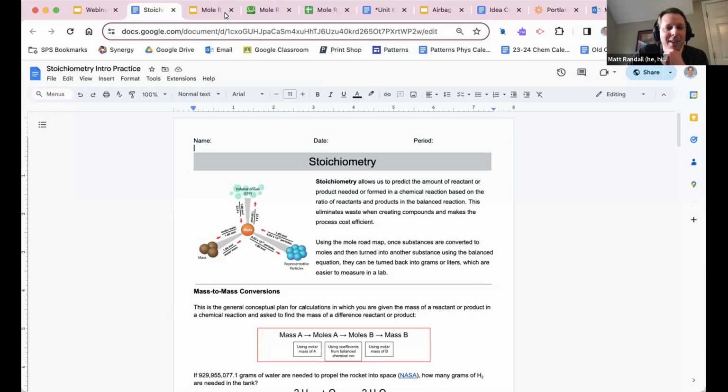Welcome. If you're watching the recording, sorry, I forgot to hit play, but we just recapped task set 3, and now we are starting task set 4, which is stoichiometry.